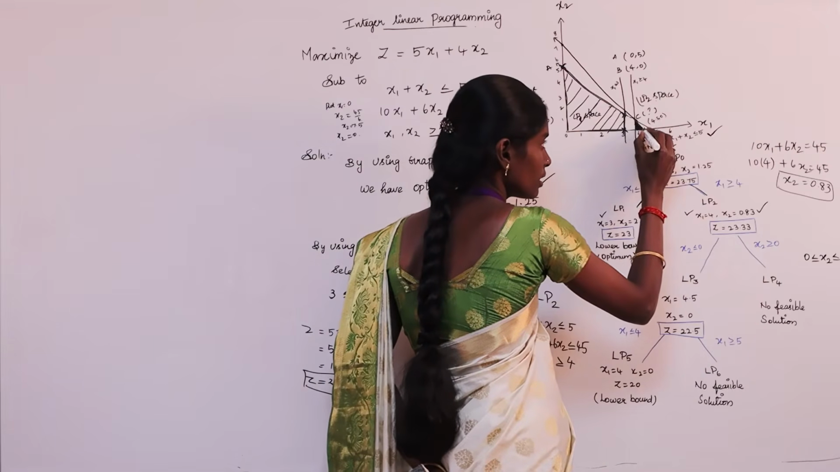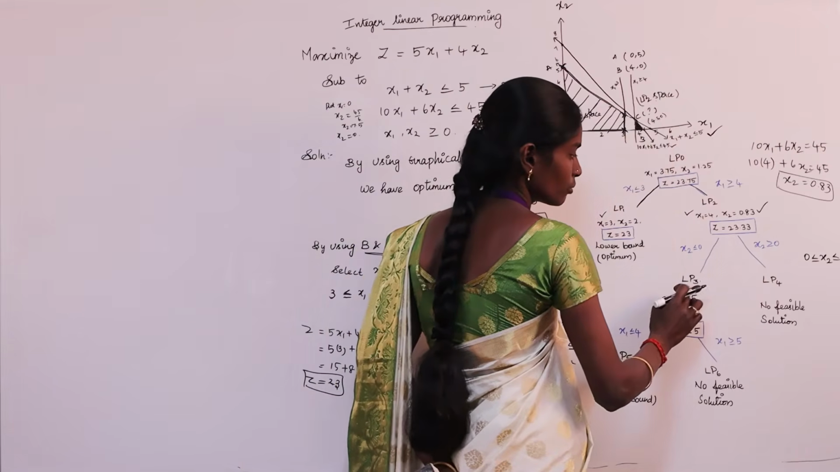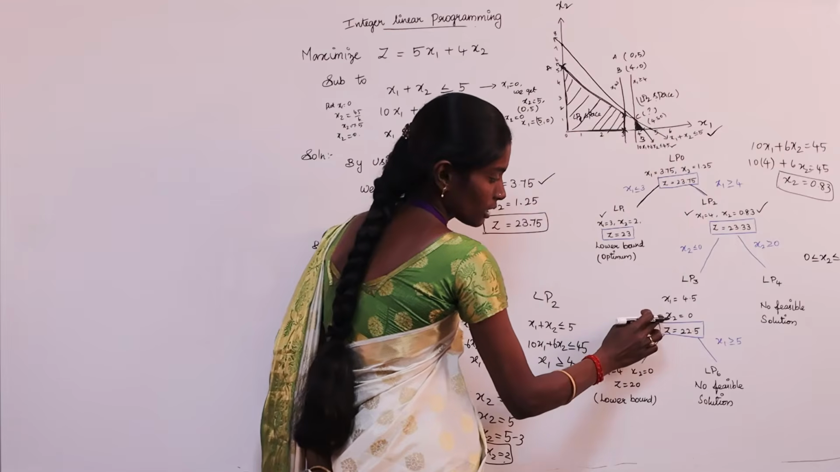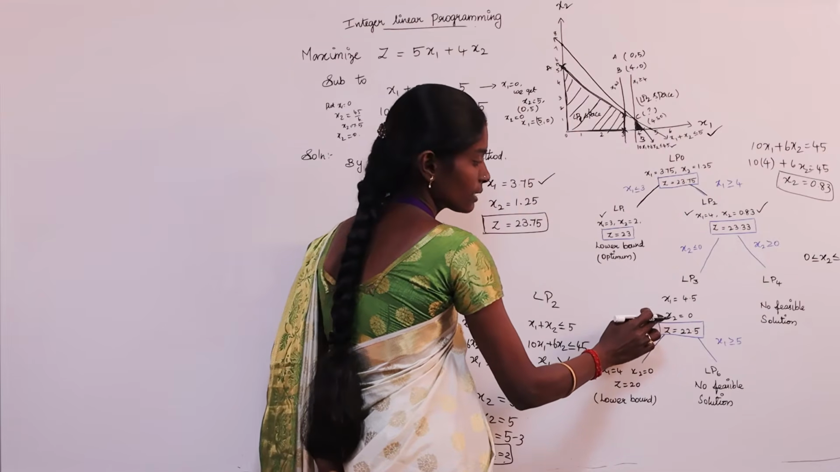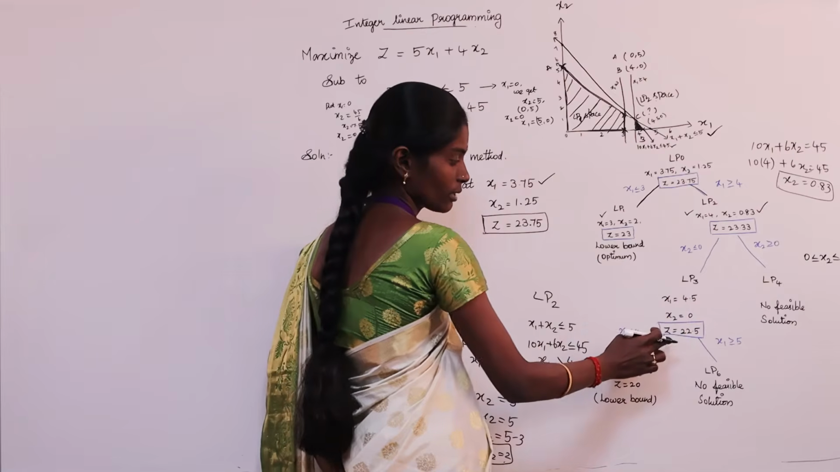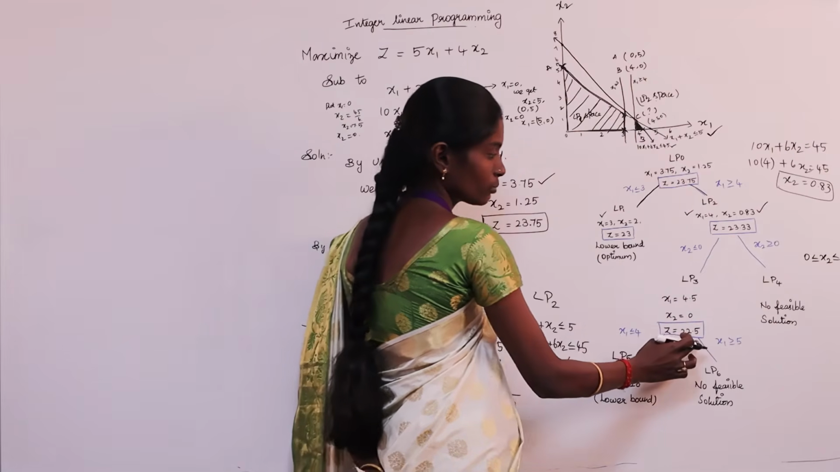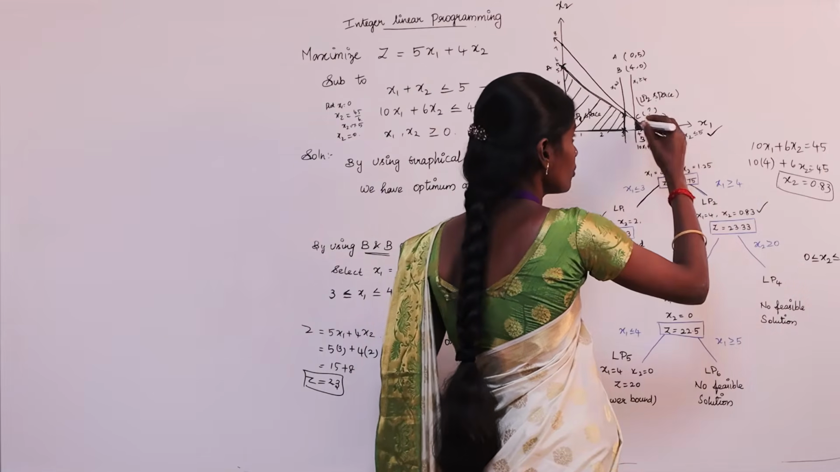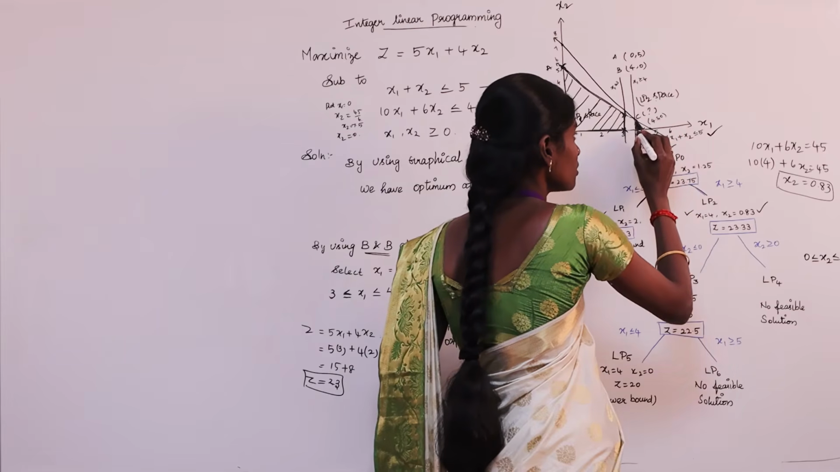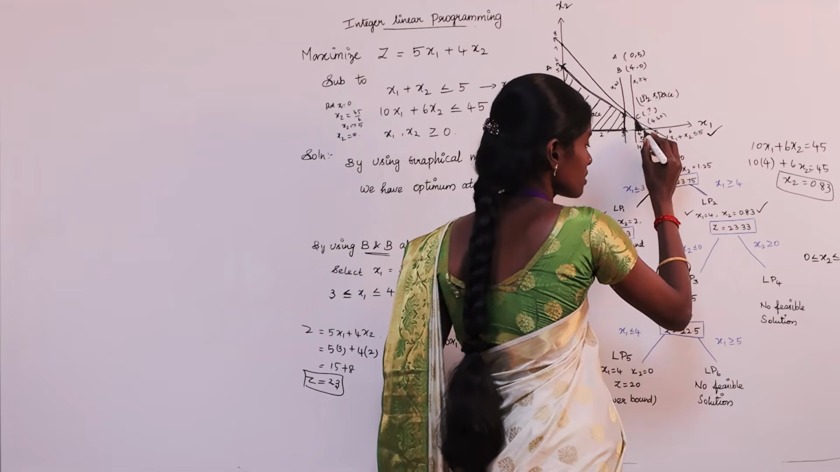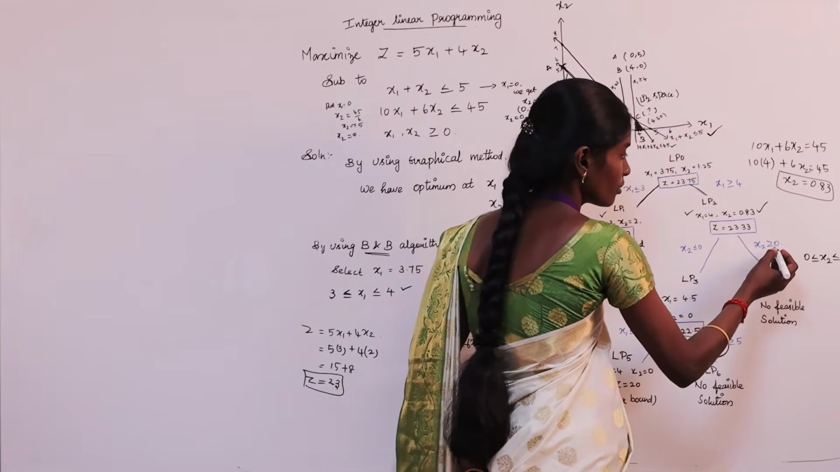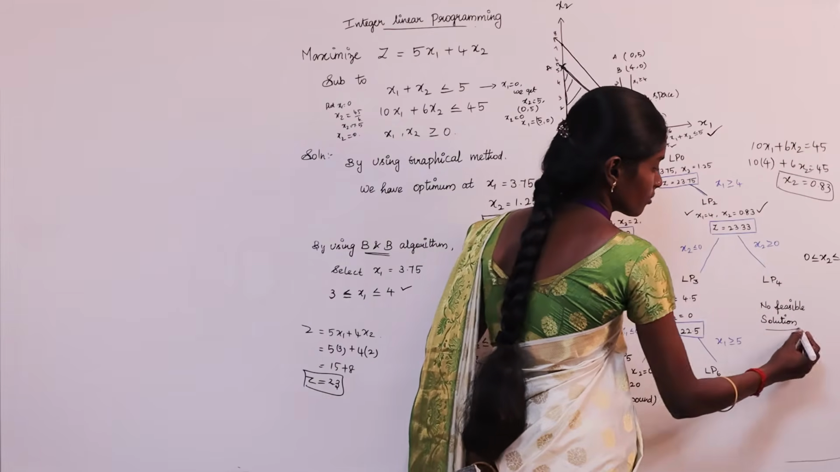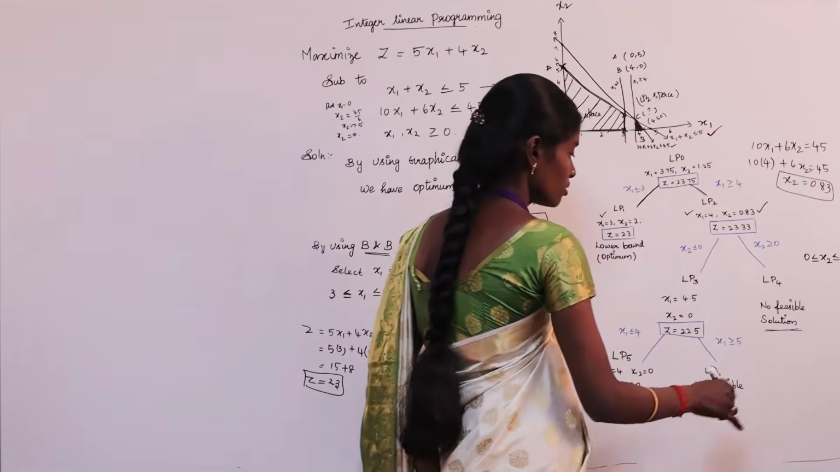In this LP2 space we are moving to LP3 and LP4 space, that is this line. If we substitute x2 equal to 0, we have x1 equal to 4.5, Z is equal to 22.5. If we move to x2 greater than or equal to 1, we don't have any feasibility here. Now we are discussing this x1 axis alone. So we don't have a feasible solution in LP4 space. So we conclude there is no feasible solution.